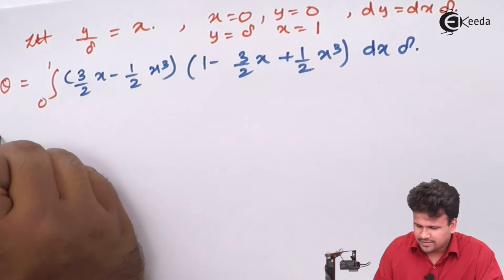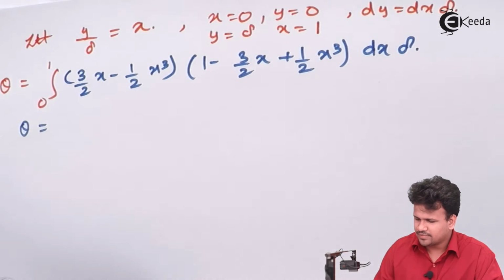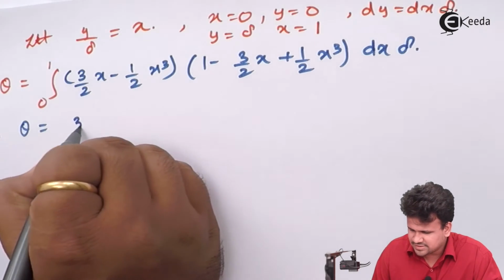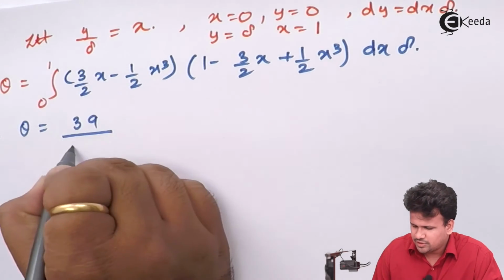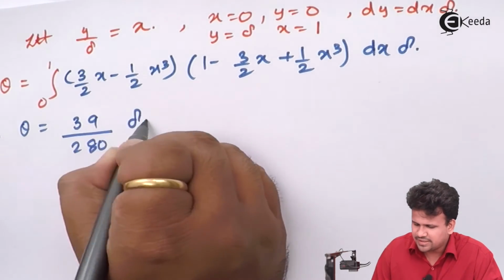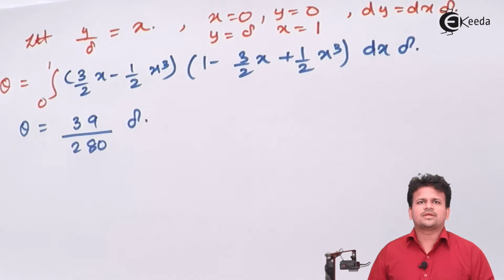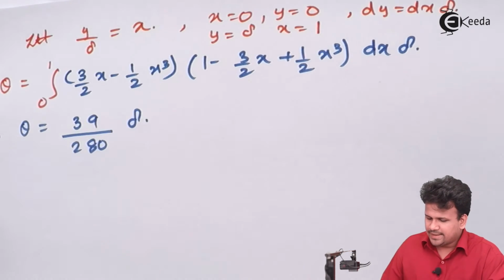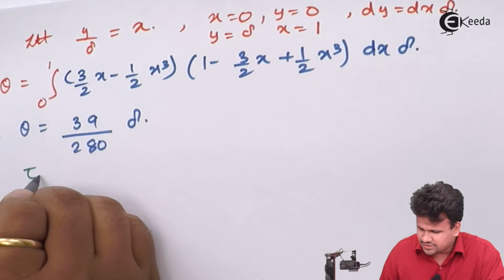Therefore, the value of theta can be directly solved in the calculator. So we'll get this value of theta as 39 by 280 times delta. So we have calculated the momentum thickness, that is in terms of boundary layer. And the next thing we need to calculate is tau 0.